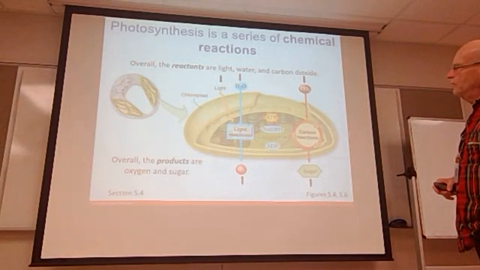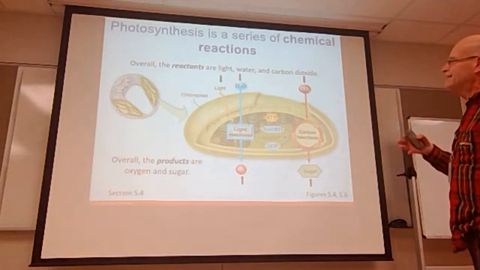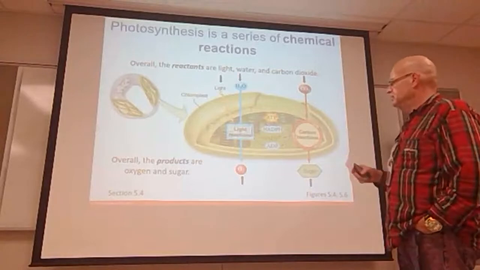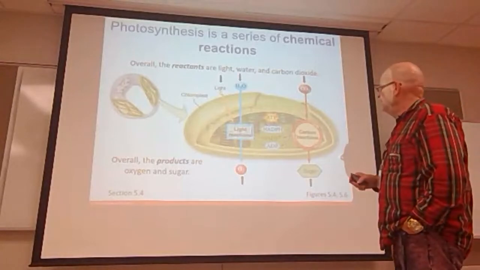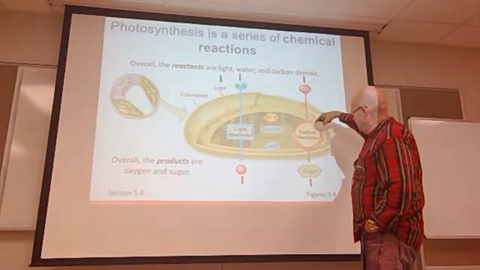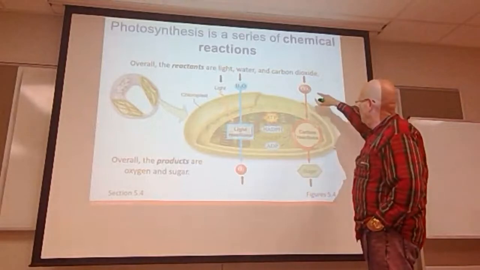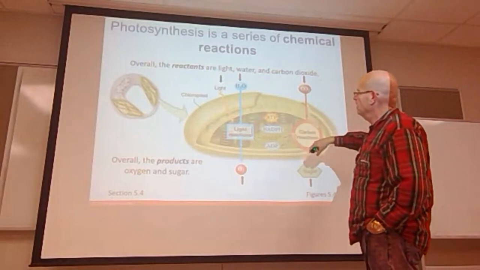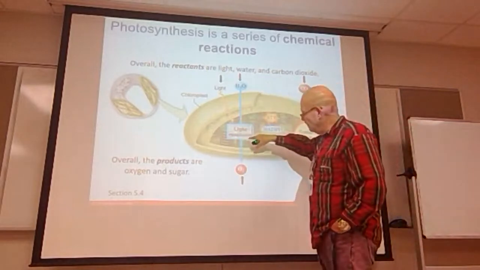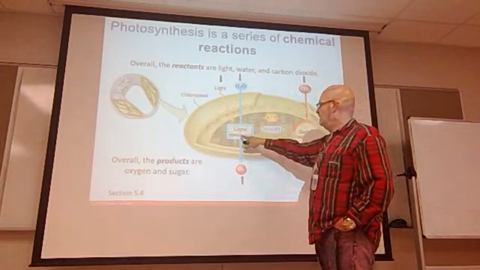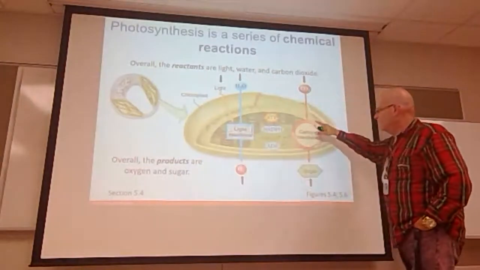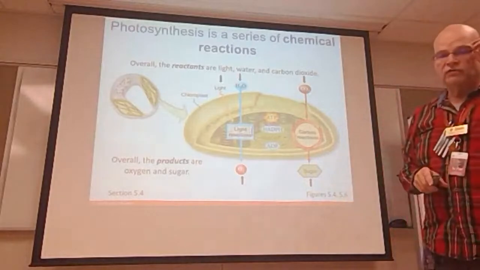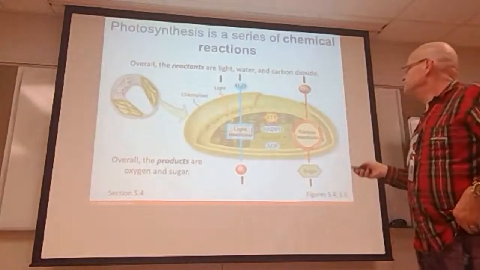Again, chemical reactions: overall, the reactants are light, water, and carbon dioxide. Products are oxygen and sugar. And again, you see these things coming in. You have the carbon dioxide coming in, working in one set of reactions over here. The water comes in over here, and there's another set of reactions over here. Again, here are the light reactions. The carbon reactions are the ones that used to be the so-called dark reactions or the light independent reactions.